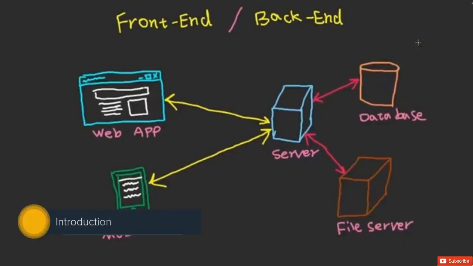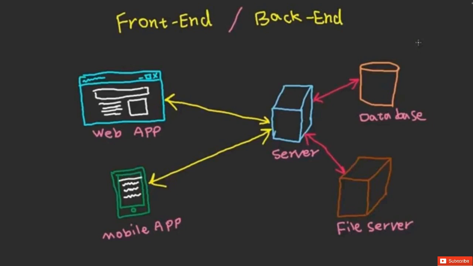Welcome to the third section of this course. We are going to have an introduction about starting with the backend. What is a backend? In software engineering, the terms front-end and back-end refer to a separation of concerns between the presentation layer and the data access layer.